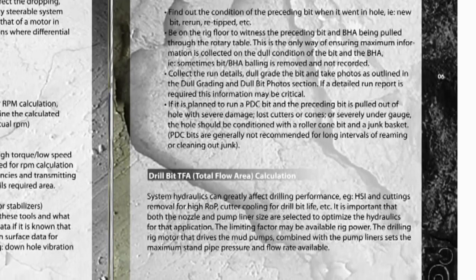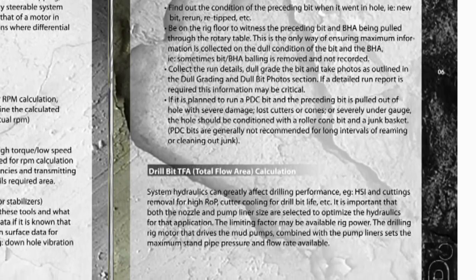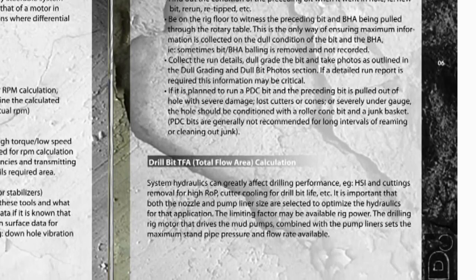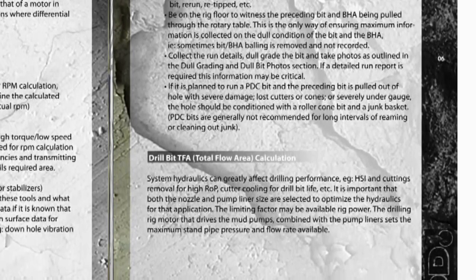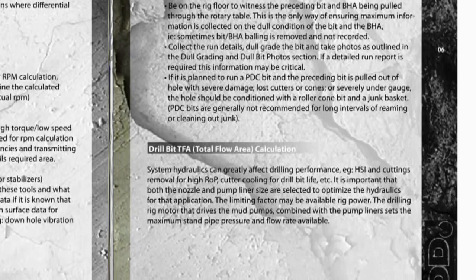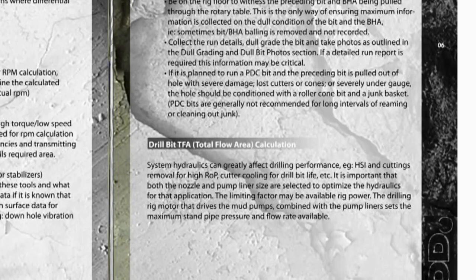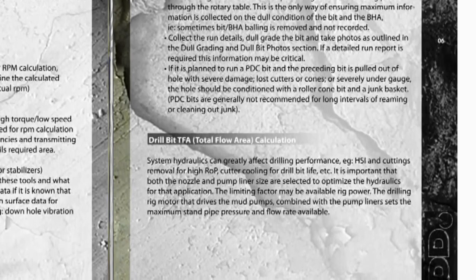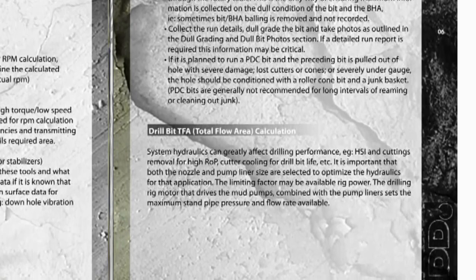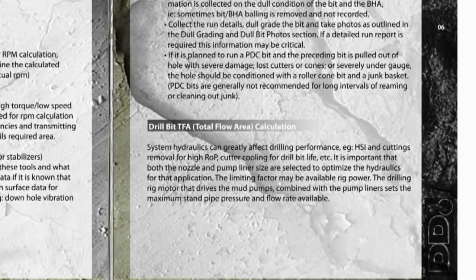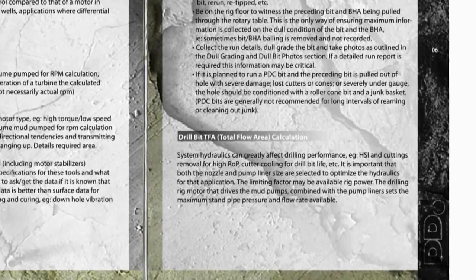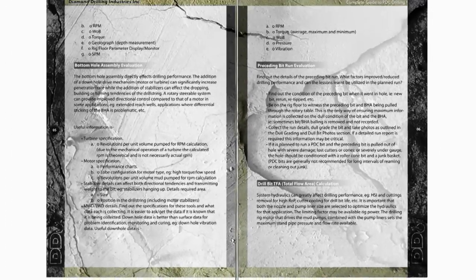Drill bit TFA, total flow area, calculation. System hydraulics can greatly affect drilling performance, for example, HSI and cuttings removal for high ROP, cutter cooling for drill bit life, etc. It is important that both the nozzle and pump liner size are selected to optimize the hydraulics for that application. The limiting factor may be available rig power. The drilling rig motor that drives the mud pumps, combined with the pump liners, sets the maximum standpipe pressure and flow rate available.